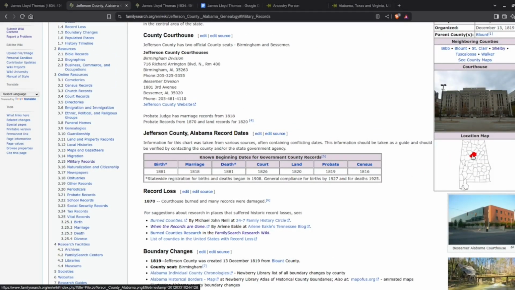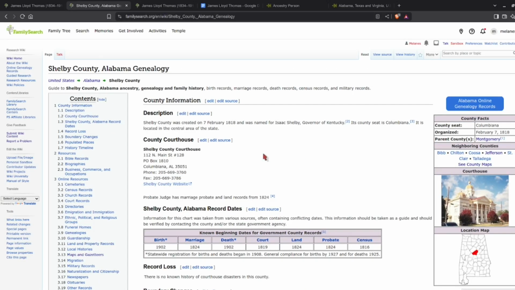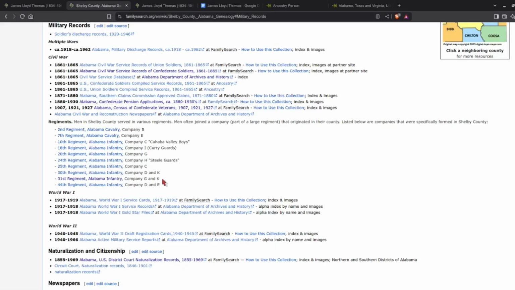Here's Jefferson County on the map. It's kind of in the north central part of the state, and Shelby County is just south of Jefferson County. So perhaps he lived on the border. I looked up Clay, and it is not too far from the border, but I would have expected him to go to Birmingham to enlist, and he didn't. So that's curious. All right, so we'll go down to military records, and here we go.